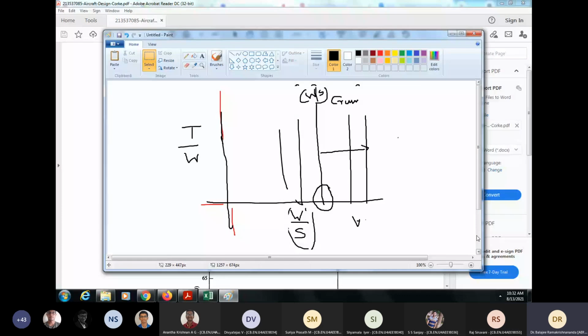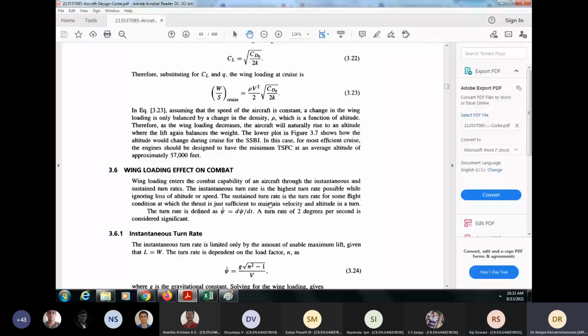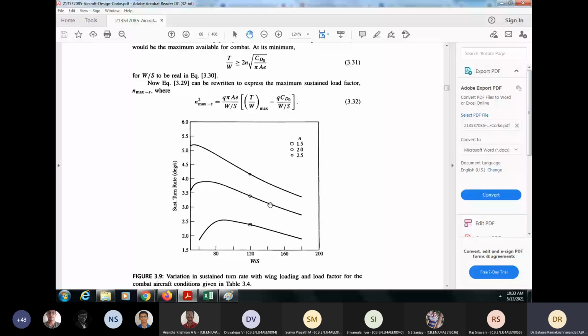Yes, now cruise is over. Then combat you don't have. Turn rate, sustained turn rate, all part of combat. You don't have acceleration. Flight ceiling. Did I give you a flight ceiling condition for you? It wasn't given, but you assumed a ceiling.